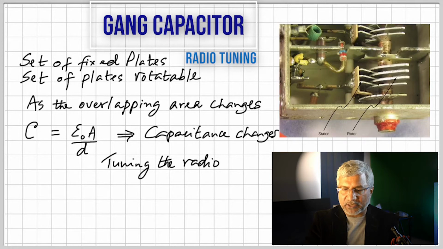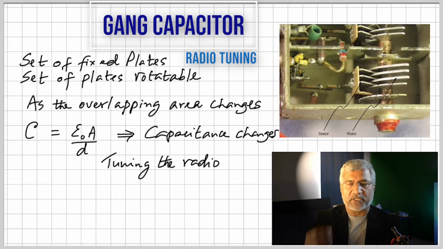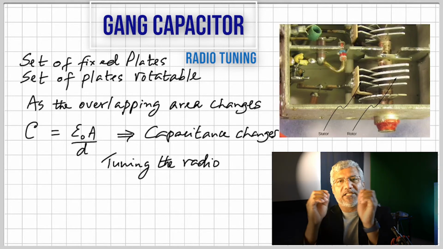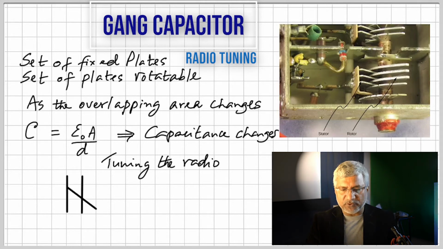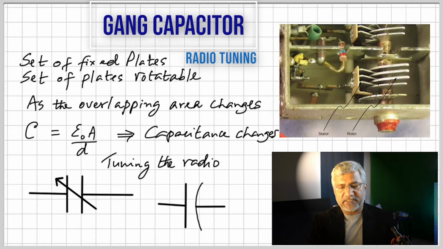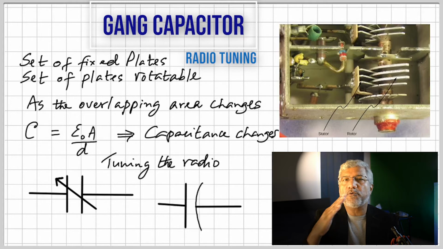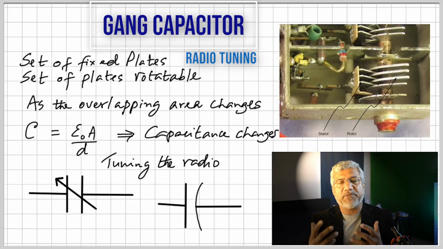And this is called a gang condenser. Condenser is another word for capacitor. A gang condenser. When you look at the symbols of a capacitance, we know usually it's two parallel lines. That's the standard symbol for a capacitor. But sometimes you find this. That is a variable capacitor. So in fact, if you have an arrow over any electrical device, it means it's variable. That means its value can be changed.